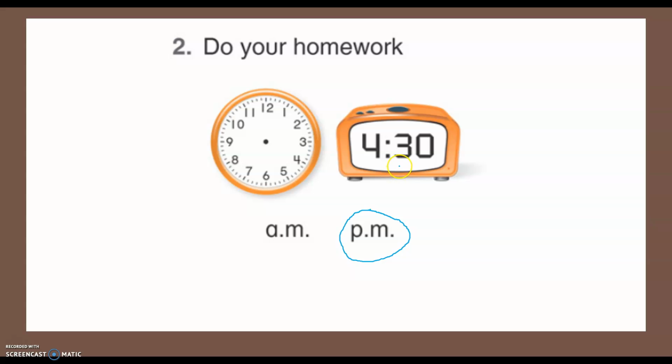Let's use what you learned last week and write 4:30 on this clock. We know the hour hand is the shorter one and it should point to the 4. 4:30 is 4:30, so my minute hand is going to go right in the middle at the 6. Now it's your turn to practice.